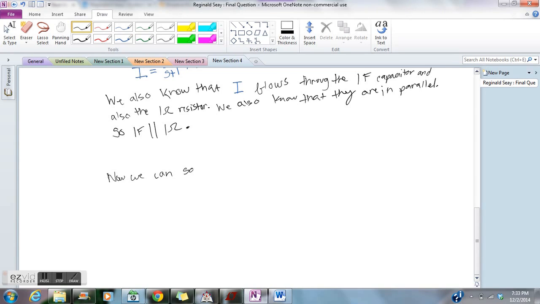Okay, so now we can say that for our 1 farad capacitor in parallel with the 1 ohm resistor, V in times 1 over S plus 1, times 1 over S in the numerator, and in the denominator 1 plus 1 over S, is equal to, simplifying it, V in times 1 over S plus 1 squared.